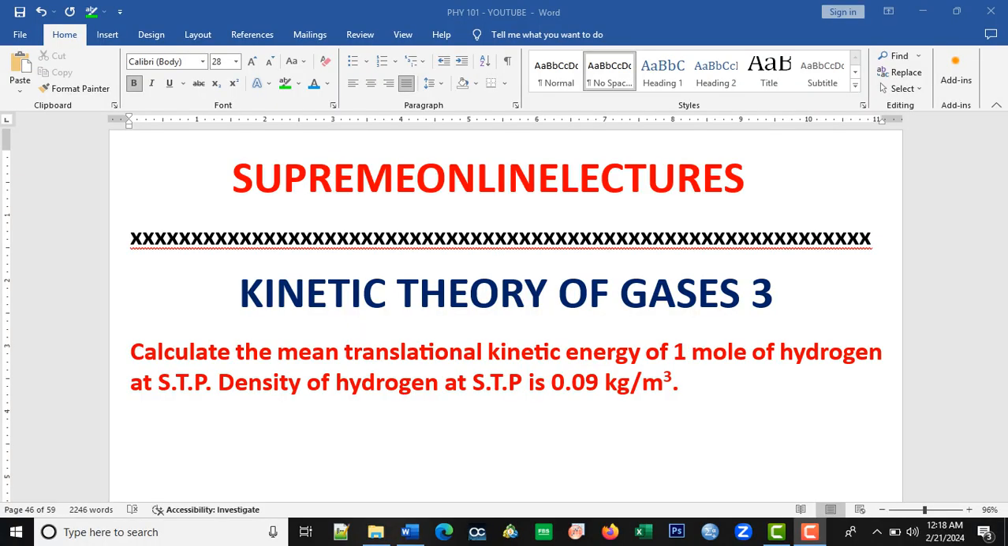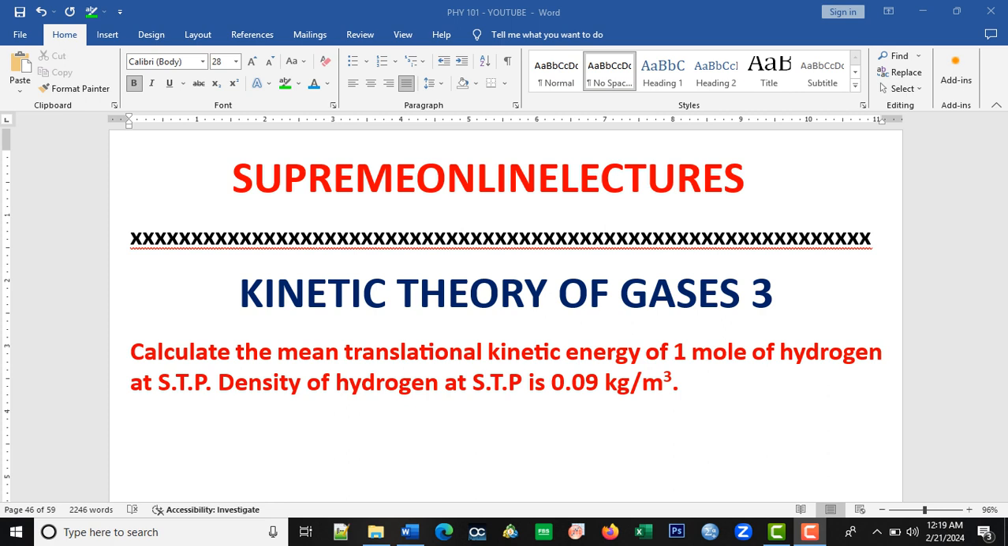Our third example on kinetic theory of gases says, calculate the mean translational kinetic energy of 1 mole of hydrogen at STP. Take the density of hydrogen at STP to be 0.09 kilogram per meter cube. Okay, so we are to solve for the translational kinetic energy of 1 mole of hydrogen at STP, at standard temperature and pressure.